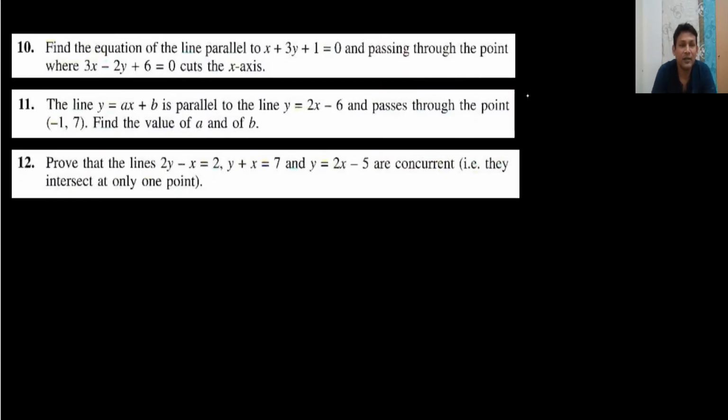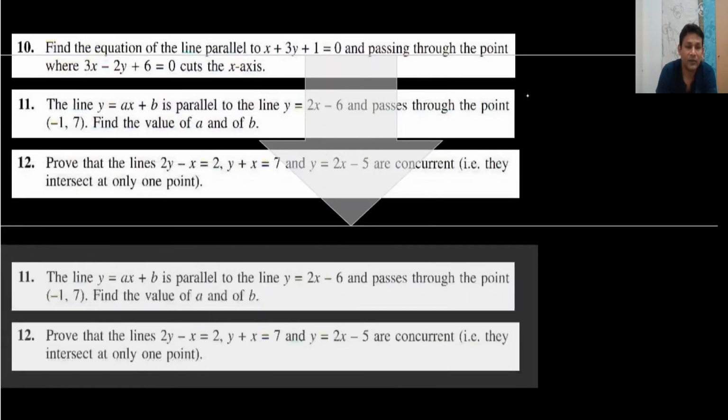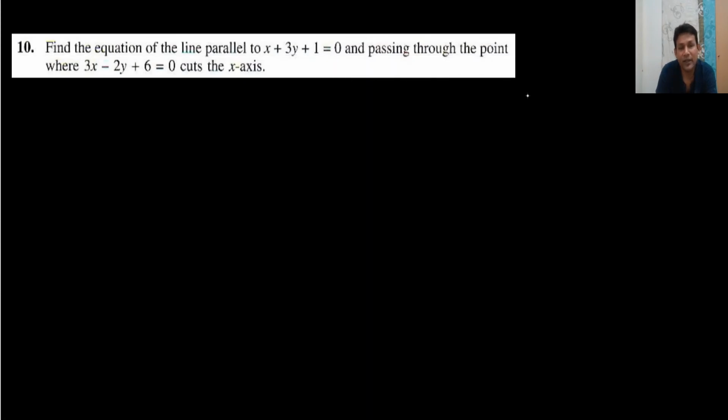Question number 10 is to find the equation of the line parallel to this and passing through the point where this cuts the x-axis. One more thing: on the x-axis or on the y-axis, the coordinates are fixed. On the x-axis we have x comma 0. On the y-axis we have 0 comma y. These are the fixed coordinates.